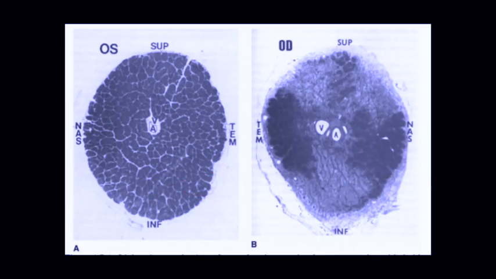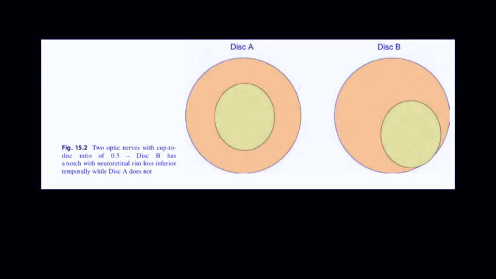And again, a cross section of the optic nerve shows there's going to be atrophy at the superior and the inferior parts of the optic nerve. This is going to be the normal one. This is going to be a glaucomatous damaged optic nerve. It just shows the importance of looking at the poles. Okay, just see these two discs. This is disc A, this is disc B.